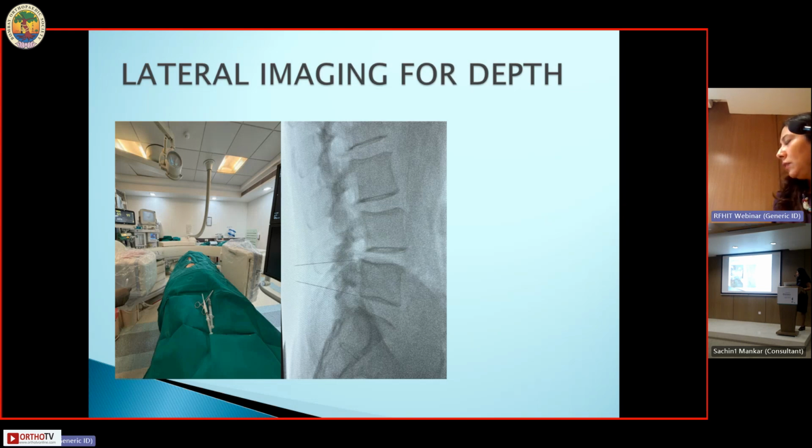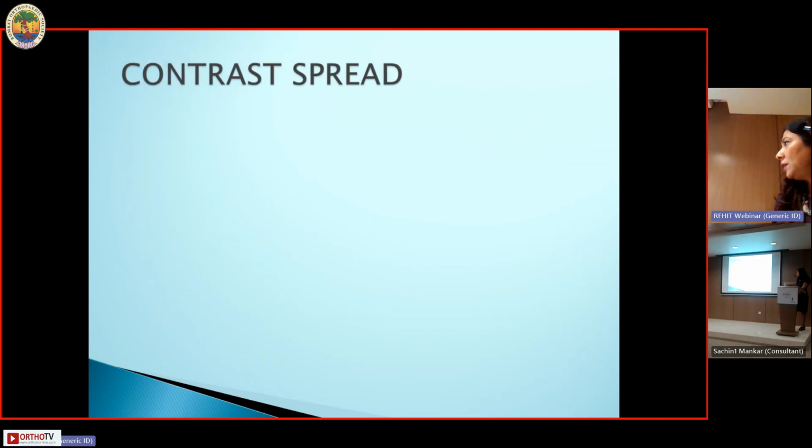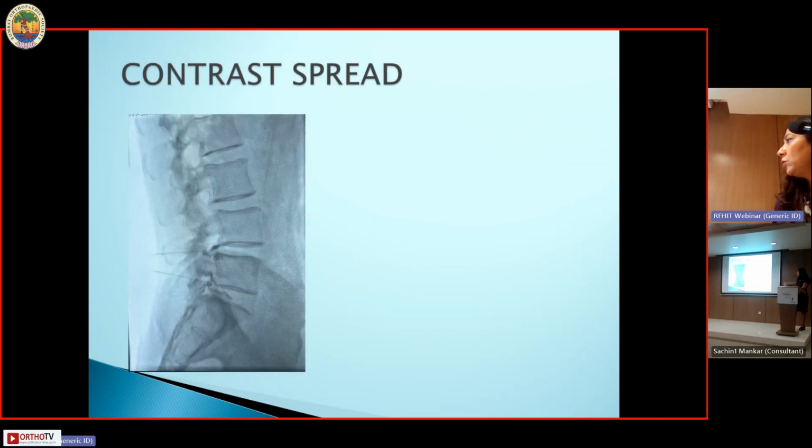So here we are a little too shallow. When you go a little deep, the only problem is that if you go slightly deep, you could be in the disc. But when we think that we could be just before the disc, what we do is we put contrast.